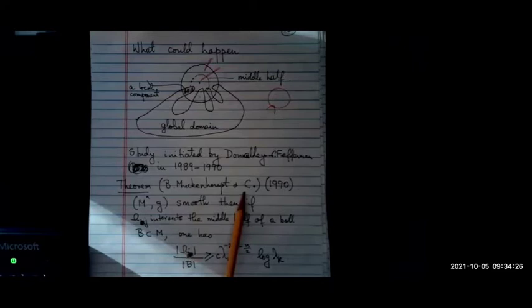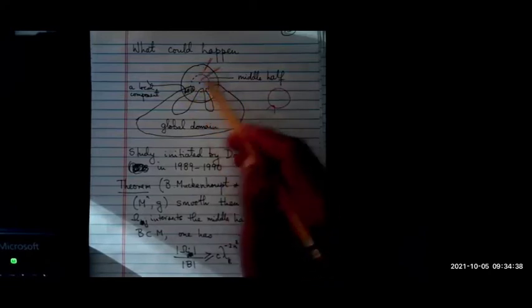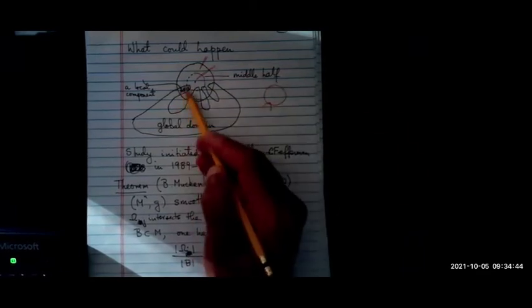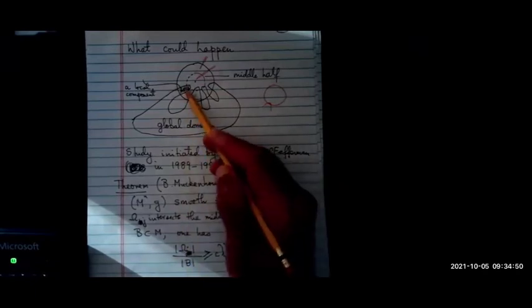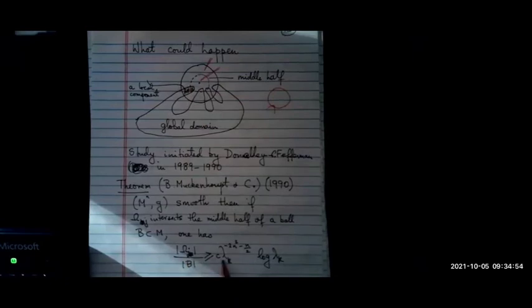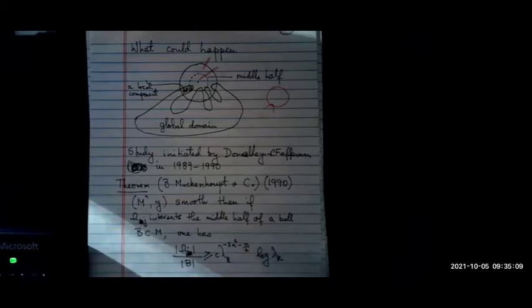And the result is the following. You take everything smooth. And you take one nodal component that intersects the middle half of a ball. So you have this ball, and you take this one component that goes and hits the middle half. Then the volume of this shaded portion divided by the volume of the ball, this fraction, is bounded below by lambda_k to the minus 2n squared, minus n over 2, and then there is a log factor. You can just ignore the log factor essentially, because this is the real factor that's at work here.